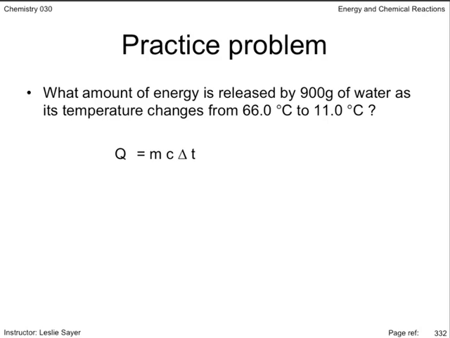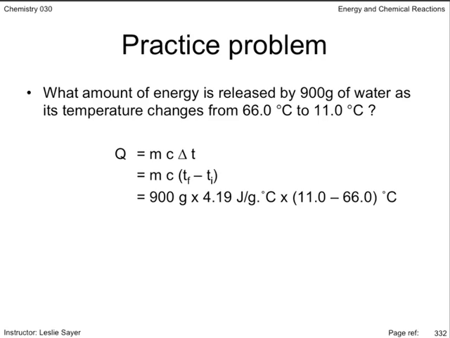We start by restating the kinetic energy expression, Q equals mc delta T. We're looking for the amount of energy, Q. I can expand delta T to show that it's derived by the difference between the final temperature and the initial temperature. Since the temperature is dropping, we should expect the loss of energy to yield a negative answer.